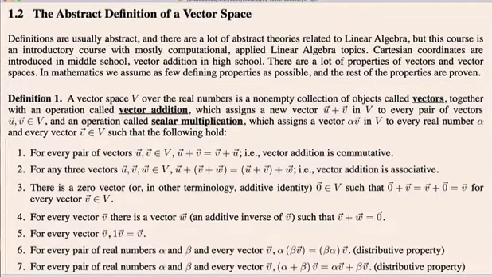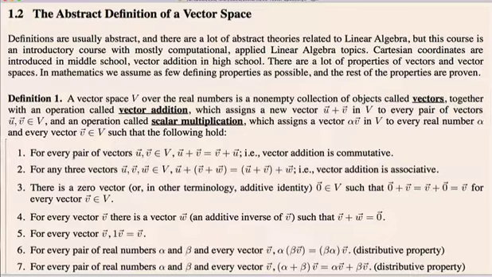So here is the main definition. A vector space V over the real numbers is a non-empty collection of objects called vectors, together with an operation called vector addition, which assigns a new vector u plus v, which is in V, to every pair of vectors u and v from V. And also there is another operation called scalar multiplication, which assigns a vector alpha v in V to every real number alpha and every vector v.